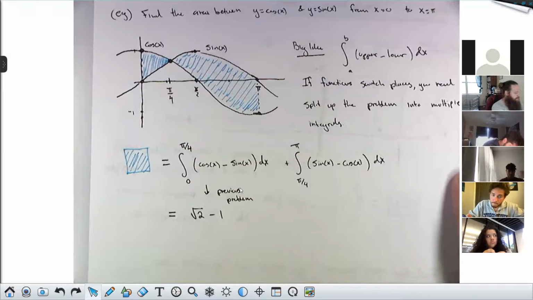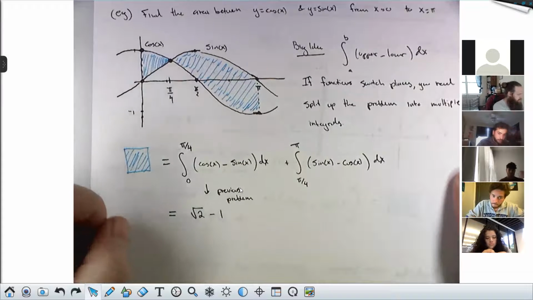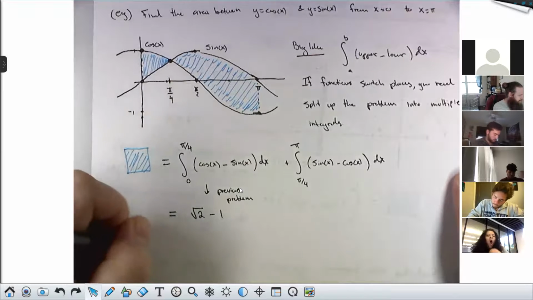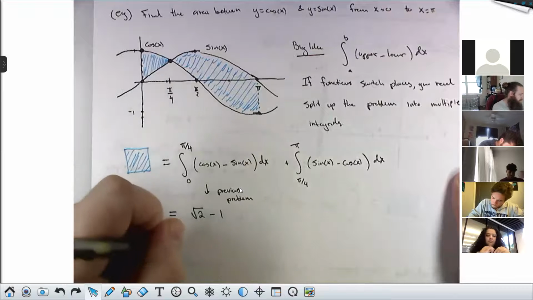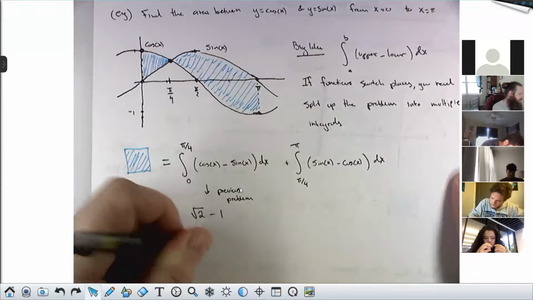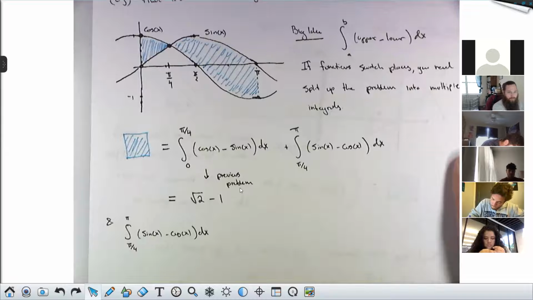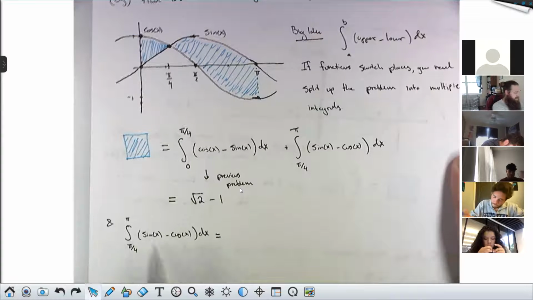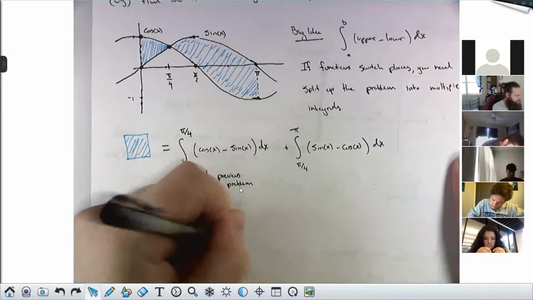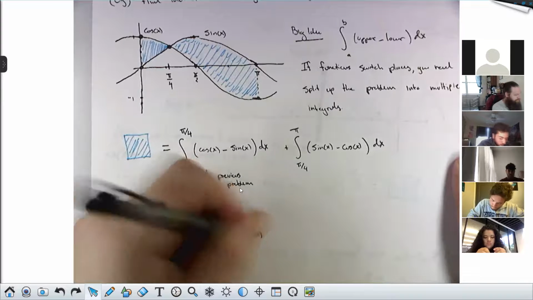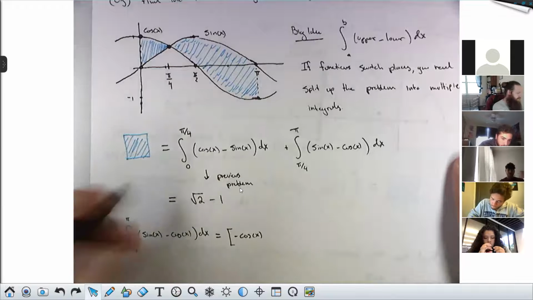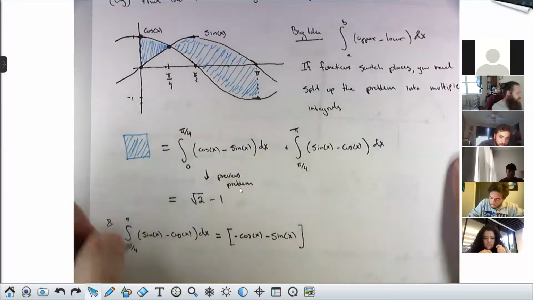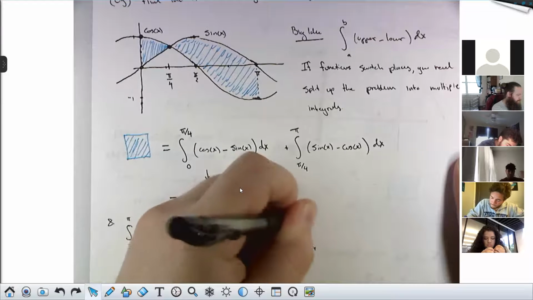So I'm going to come over here and separately do this guy. The integral from pi over 4 to pi of sine x minus cos x. It's going to be a very similar thing. Antiderivative for sine is negative cosine. Minus an antiderivative for cosine is positive sine, so it's minus sine x. And then we evaluate this from pi over 4 to pi.